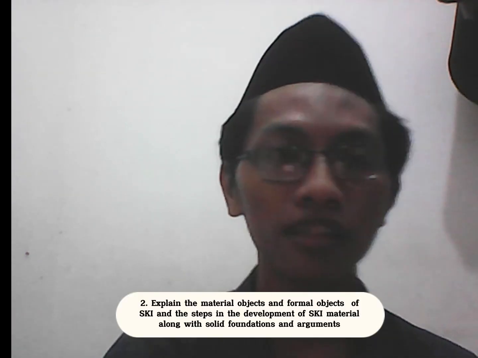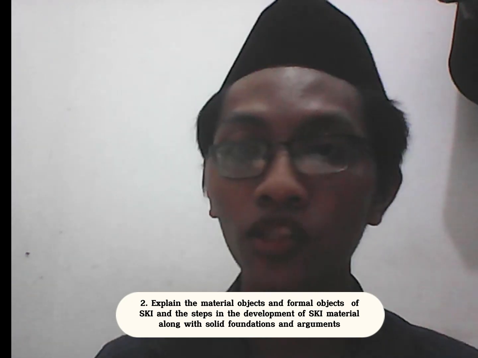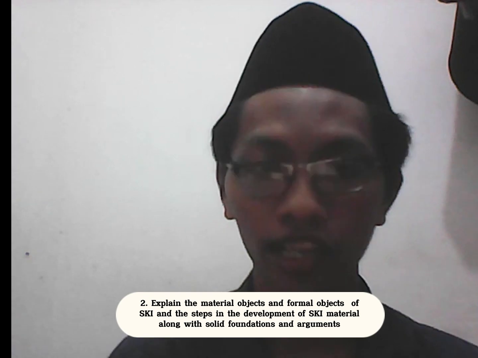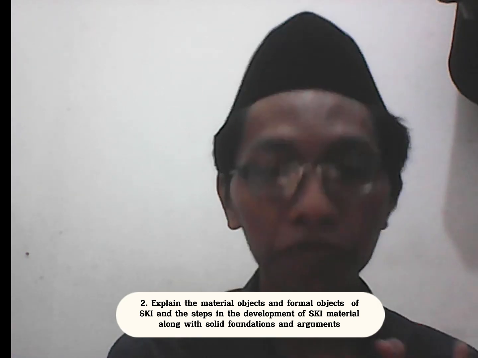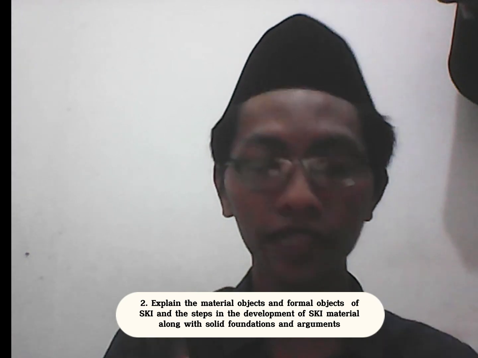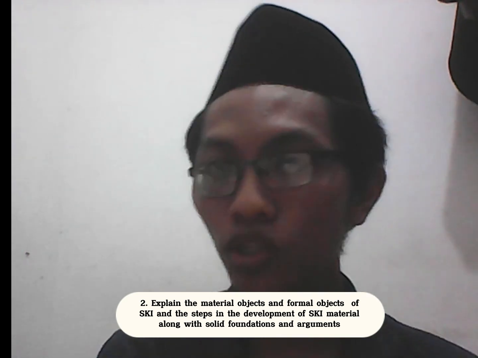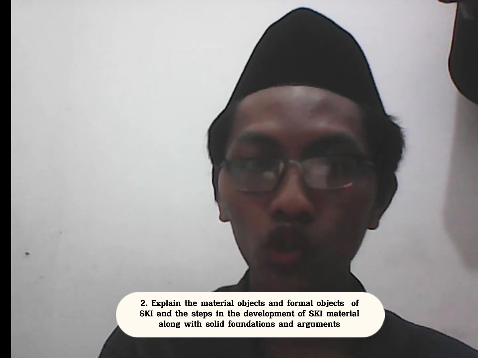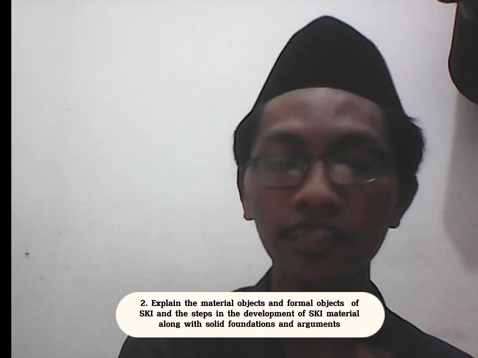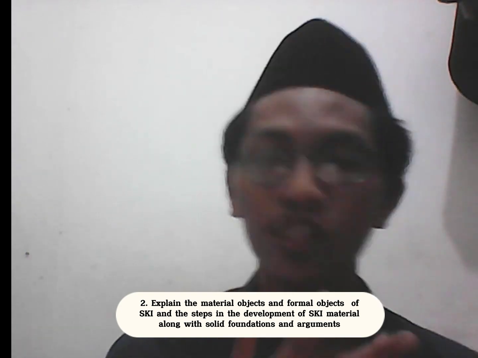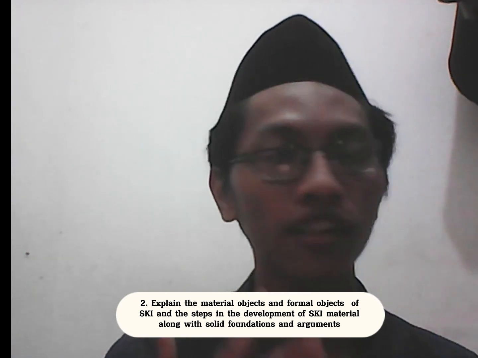Okay, next, the second question is: please explain the material object and formal object of Islamic cultural history and the steps in the development of SKI material. So, if we talk about the material object and formal object, the first is the material object in Islamic cultural history. Material objects mean the material to be taught in the subject. So for example, in Islamic cultural history, the material is such as history, culture, social development, science, and all that is related to Islam.